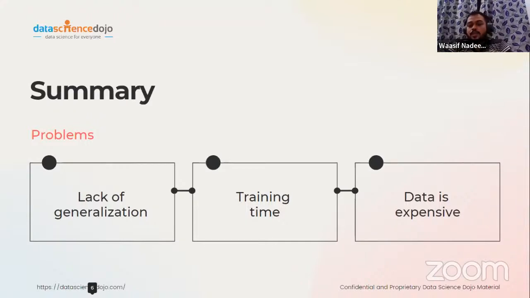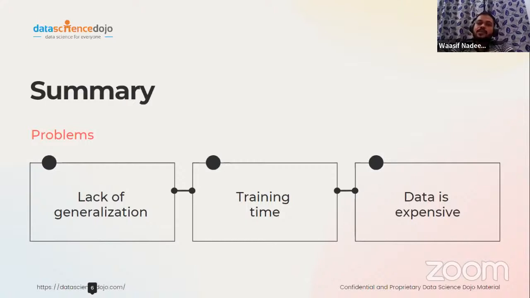One was lack of generalization, which we discussed: the AlphaGo model performed exceptionally well on the game of Go, but when it was tried on other games, it wasn't able to transfer its tactics to them. Secondly, training time. We see that models created for better accuracy are enormous, and hence the training time is shooting through the sky. And lastly, it is expensive.